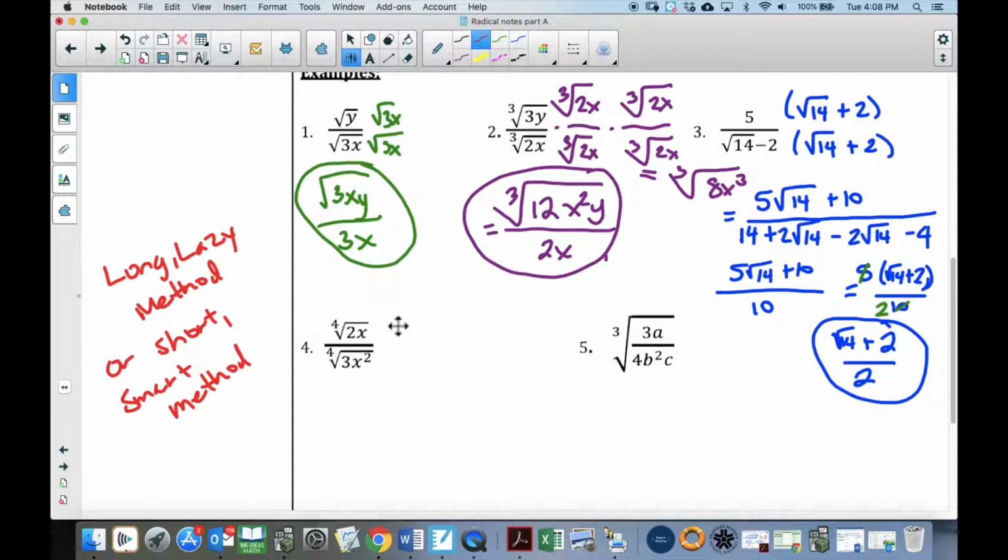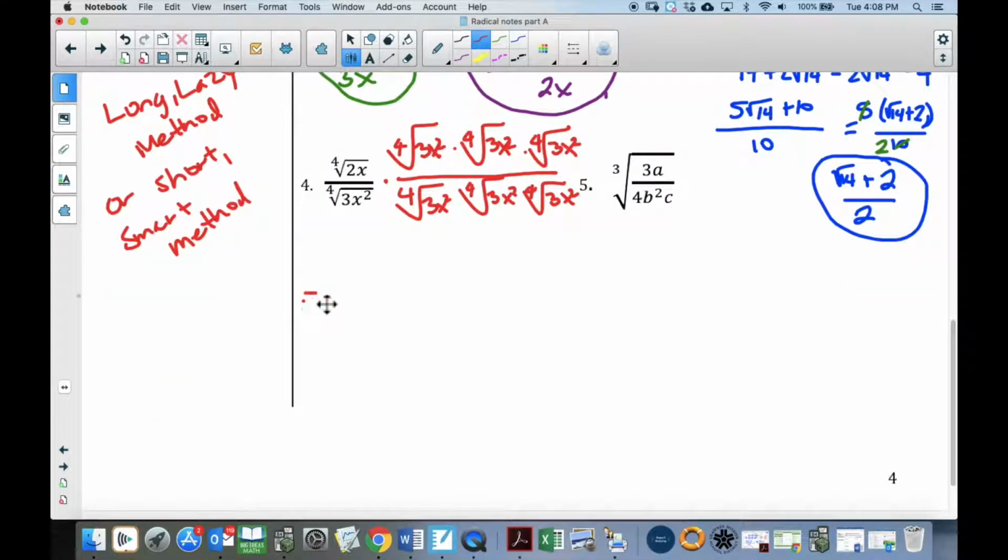The long lazy way, let me show you real quickly, and I don't think I'm going to play it out all the way. What you would do is you have a fourth root, you already have 1, so you need 3 more. And so I'm going to multiply by the fourth root of 3x squared 3 more times. And if I do it in the denominator, I have to do it in the numerator. And so now what I have in my denominator, and I said I was not going to play it out, but let's just go ahead and finish it out.